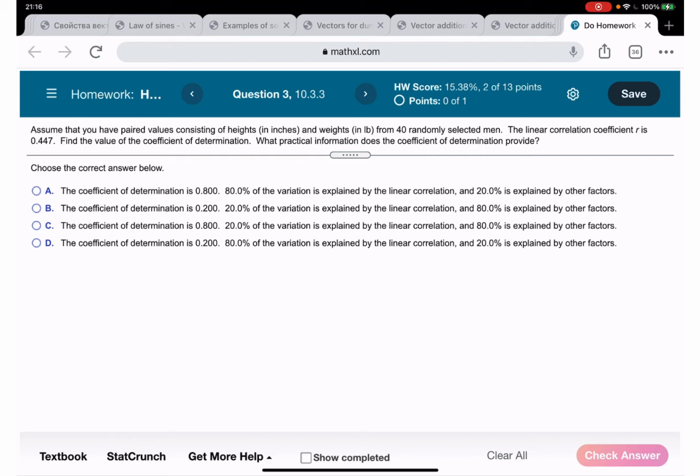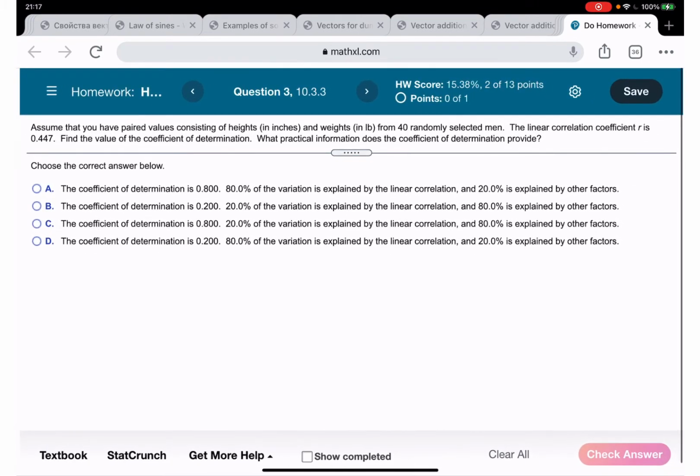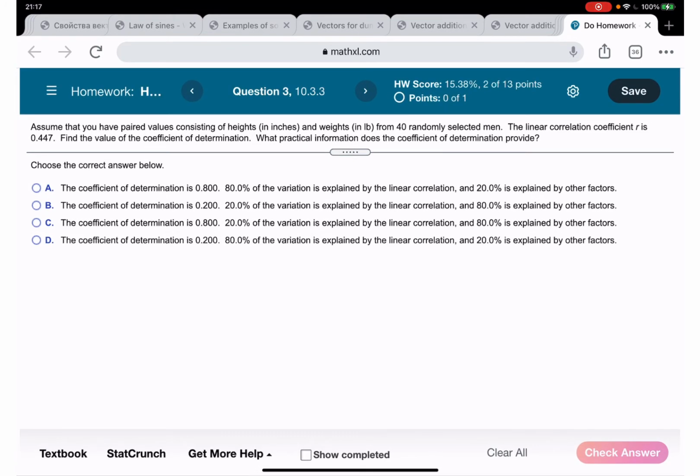So my R is 0.447 and I'm squaring it. It's going to be 0.200, I guess 20%, yes. So it's going to be either B or D. So 0.447 squared is 0.200.